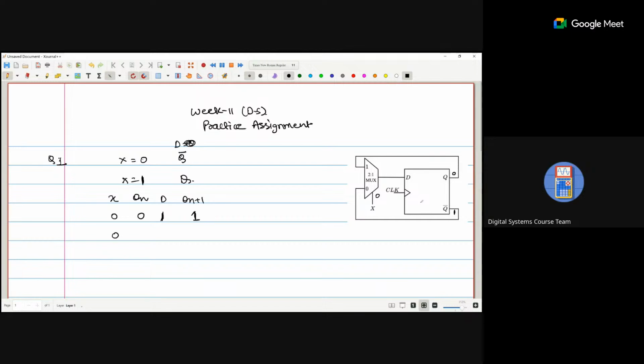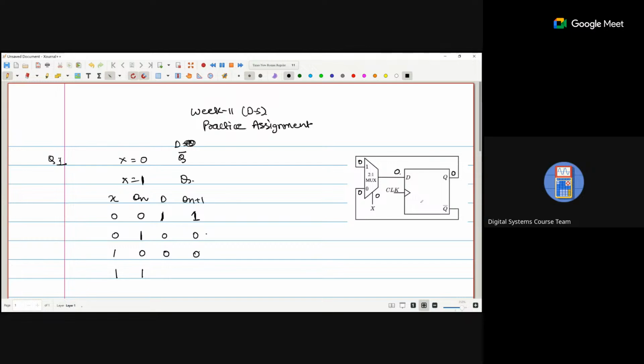Okay, similarly when x is 0 and qn is 1, so when qn is 1, this becomes 1, this becomes 0. Again it is going 0 here, again x is 0, so we have d is 0. And when d is 0, qn plus 1 is 0. Okay, similarly when x is 1, qn is 0, and when x is 1, qn is 1. When x is 1, so q is selected. Okay, now q is 0, so this becomes 0. Here we are 0 and d is 0, so d is 0. If d is 0, qn plus 1 is 0.